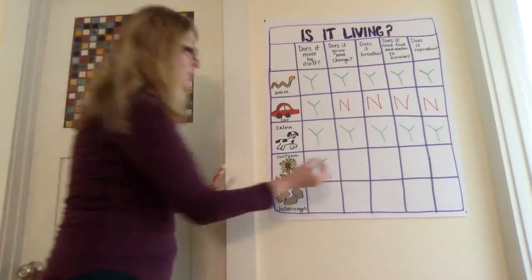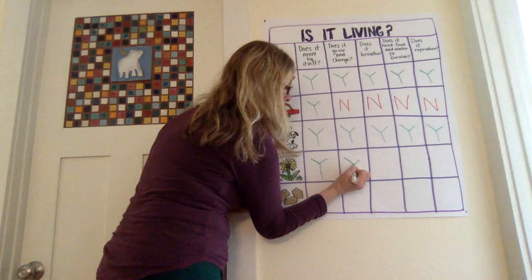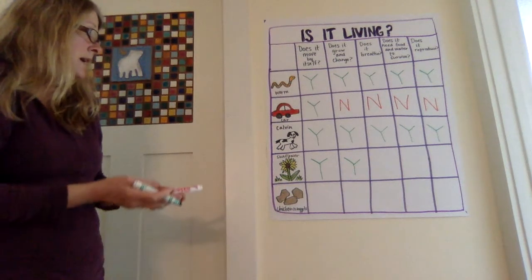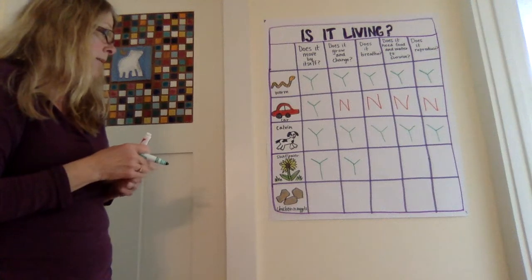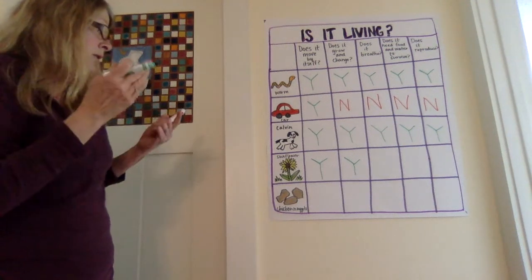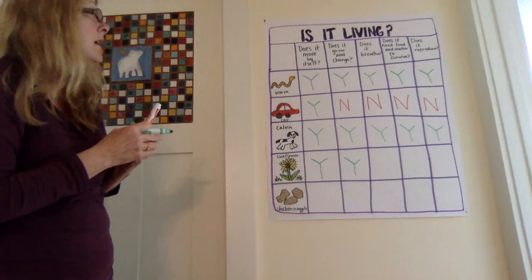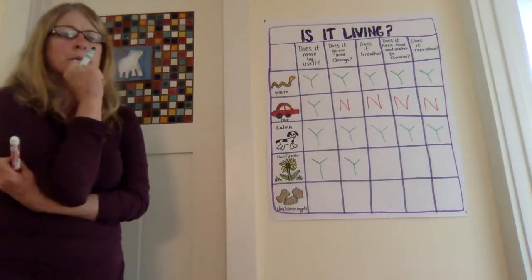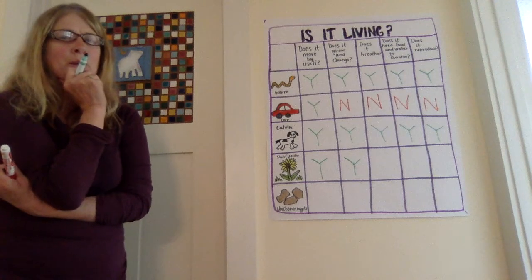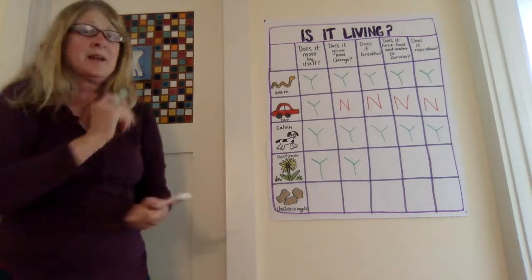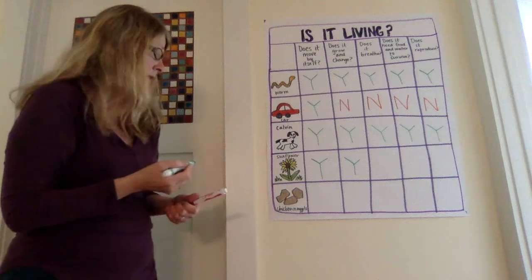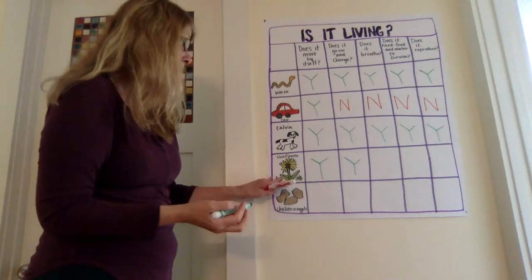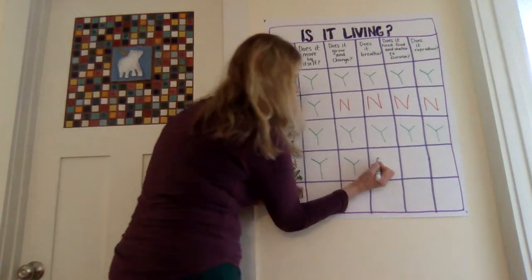Does it grow and change? Yes, it does. It starts as a seed and then into sprouts, and then it grows a stem and then a flower. Okay, does it breathe? This is a hard one. I've learned about plants, and I've learned that yes, plants do breathe. Plants have plant parts that help it to breathe. So the answer is yes.